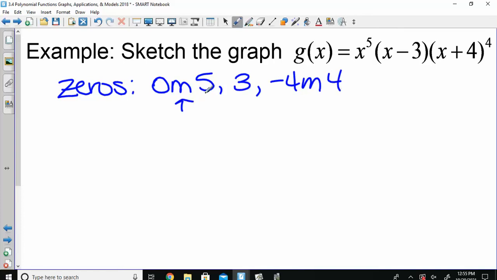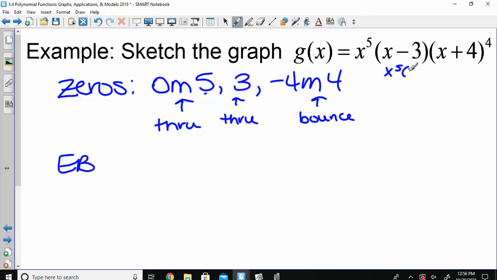For each zero, you look at the multiplicity. 5 is odd, so it will go through. 3 is multiplicity of 1, so it will go through. They have 4 with multiplicity 4. 4 is even, so it will bounce. Okay. End behavior: if you multiply this out, you have an x to the 5th times x to the 4th. So overall, that's x to the 10th. So what should our end behavior be?